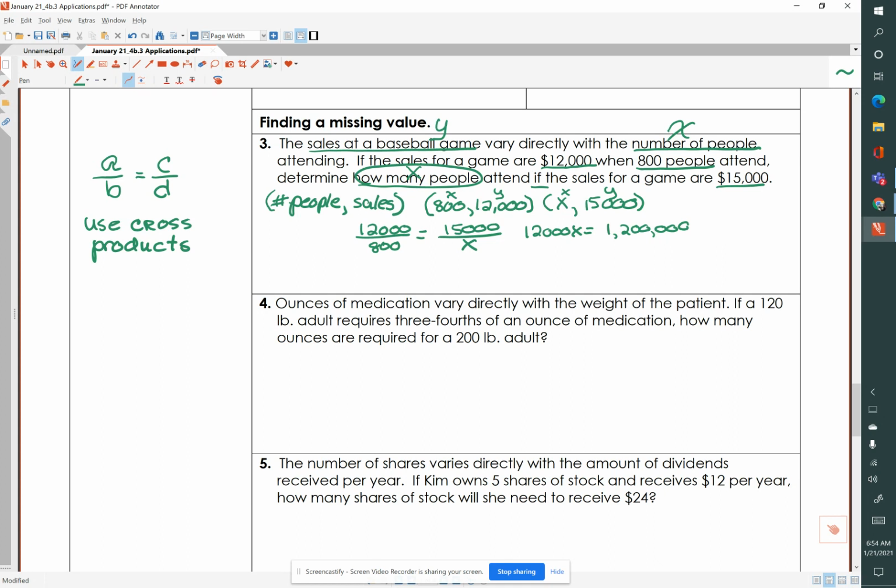To solve for X, we have to divide both sides by 12,000. And when we do, X equals 1,000. Now, what does this answer mean? Let's go back to the question. If the sales for a game are 12,000 when 800 people attend, determine how many people attend if the sales are 15,000. So X equals 1,000 people.